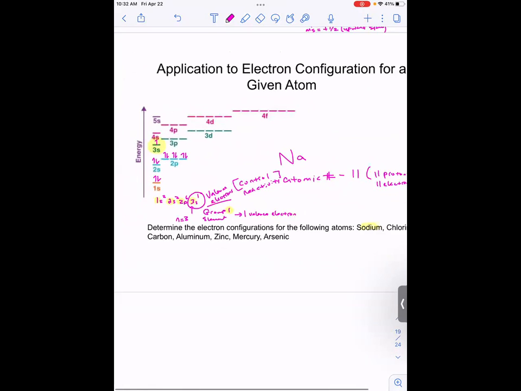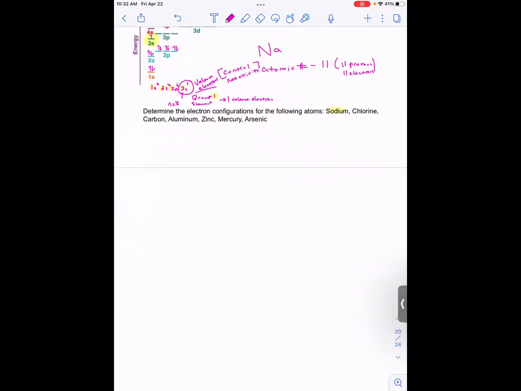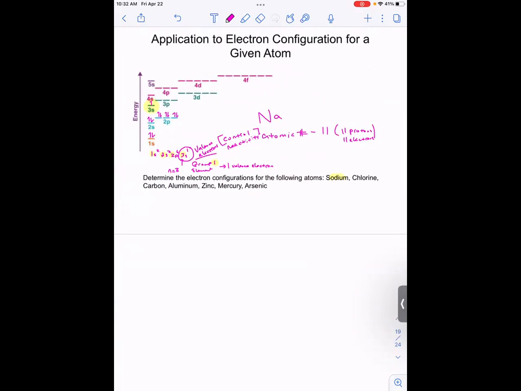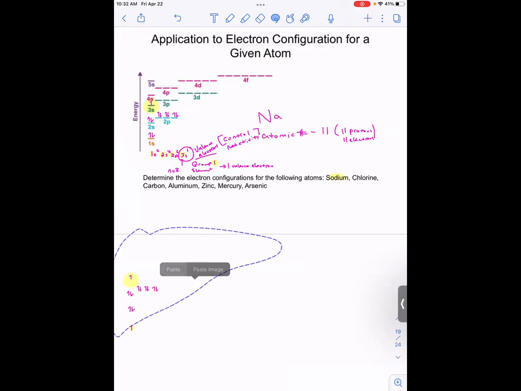All right, let's do another one. Let's pick something in group 2, and let's do that. I'm just gonna copy this and use it again so we can see how to fill it up. Shucks. Hold up, I know what to do.